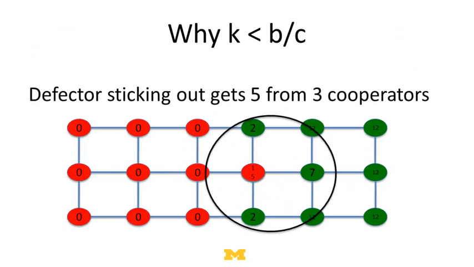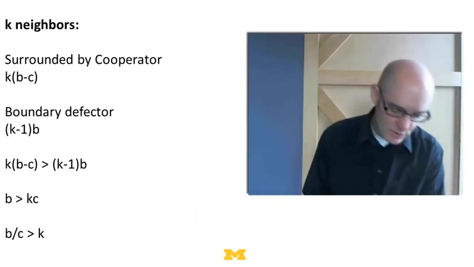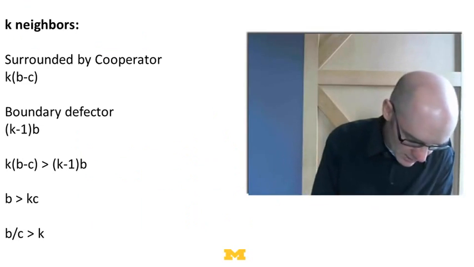Let's see why we get this k less than b over c. And the way to think about that is we want to think about this one defector who's sort of sticking out, who's in the midst of all these cooperators. Supposing you've got k neighbors. Let's suppose you're surrounded by cooperators. What's your payoff going to be?